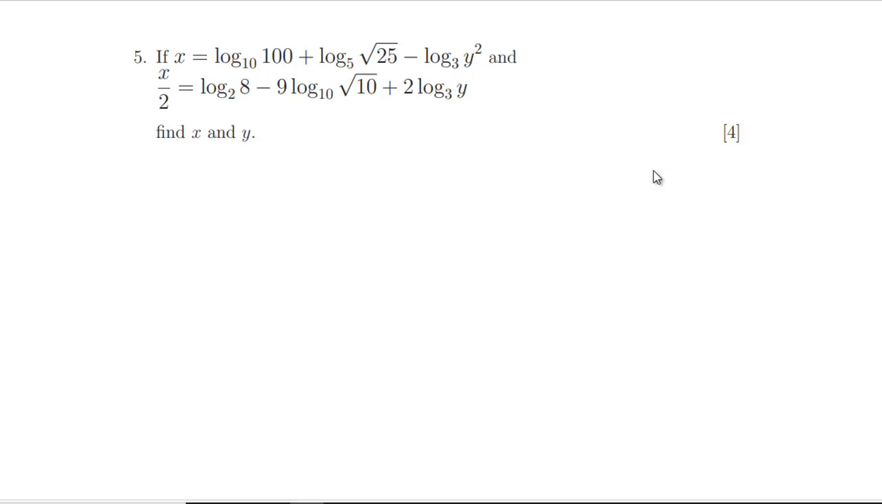So if x is equal to that, find x and y. So we've got x is equal to, well, that's 2 for log base 10 of 100. Then we've got a half, oh no, 1 for the next one, because it's root 25. So 5 log to base 5 of 5 is 1, minus, okay, log base 3 of what, well, let's put the 2 down the front. So we've got that for the first equation. Then we've got x over 2 is equal to 3 minus, well, that's 9 over 2, and then plus 2 log 3y. Oh, that's nice.